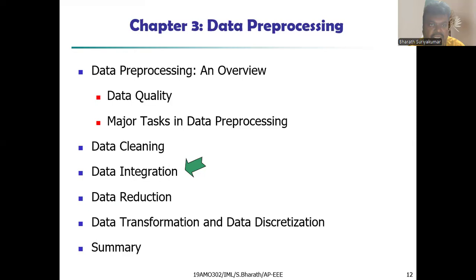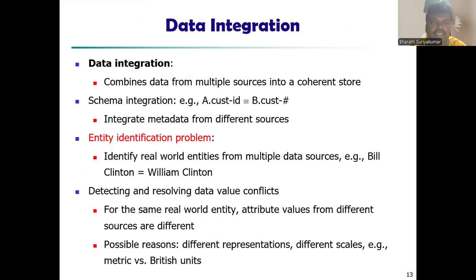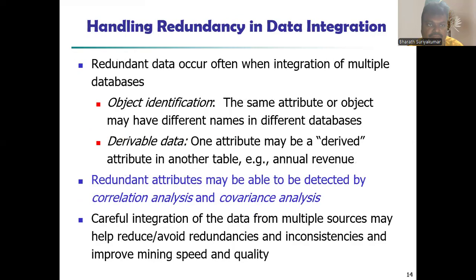What is the process of data integration? Data integration combines data from multiple sources into a coherent store. In schema integration, for example customer ID, we integrate metadata from different sources. The entity identification problem is to identify real-world entities from multiple data sources; for example, Bill Clinton equals William Clinton. We also need to detect and resolve data value conflicts: for the same real-world entity, attribute values from different sources may differ.